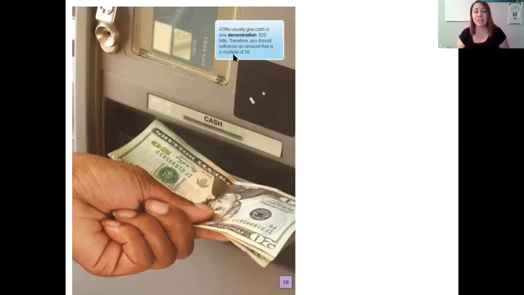And that's true. Some ATMs have tens, but most of the time, if you're getting money out of an ATM, you're getting 20, 40, 60, 80, or $100 and so on. Multiples of 20. Remember, a multiple is like when you skip count.